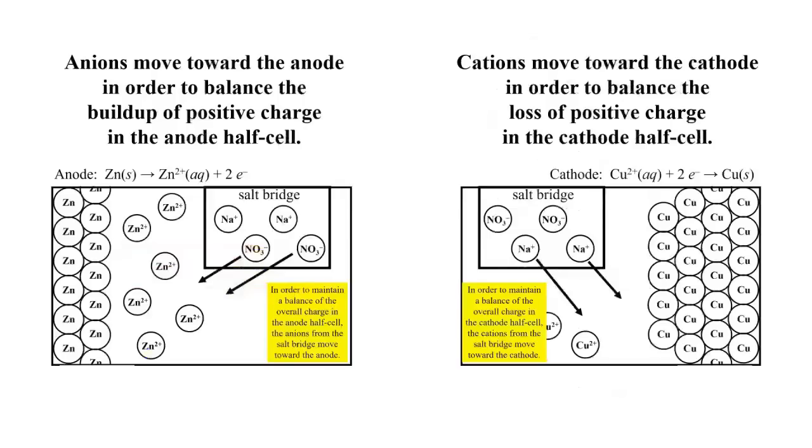So to summarize the salt bridge ion movement, anions move toward the anode in order to balance the buildup of positive charge in the anode half cell. Cations move toward the cathode in order to balance the loss of positive charge in the cathode half cell.